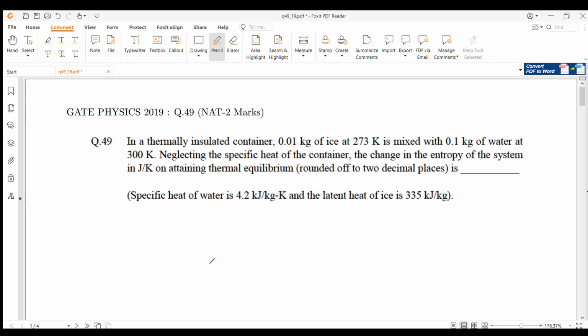Hello everyone. In this video, I shall discuss the solution of question number 49 of GATE Physics 2019. This is a numerical answer type question.